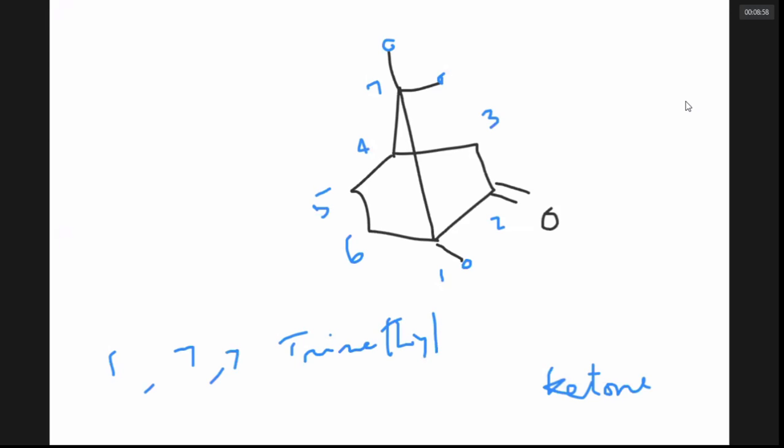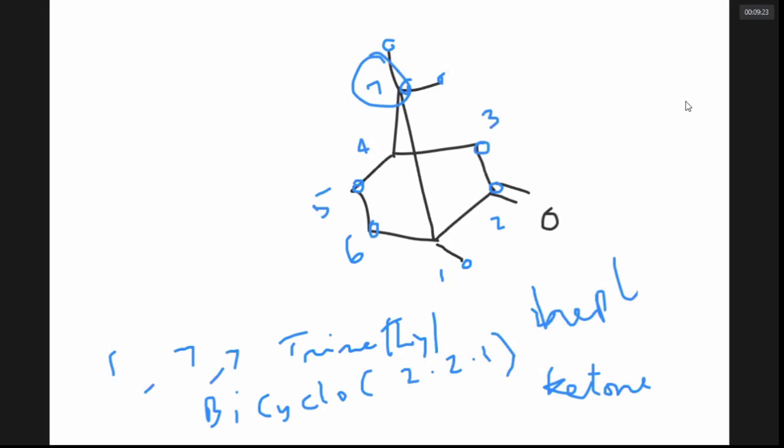Yes, sir. Bicyclo. On this side of the ring there are 2 carbons, on this side 2 carbons, and on this side only 1. The maximum number of carbons it has is 7. So it is 1,7,7 trimethyl bicyclo 2,2,1 heptane.